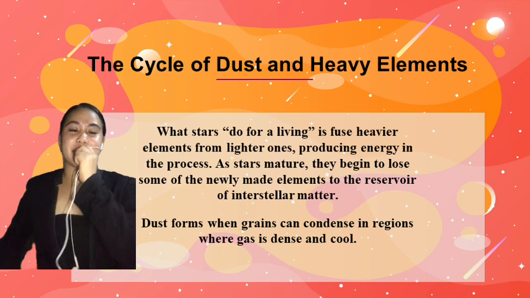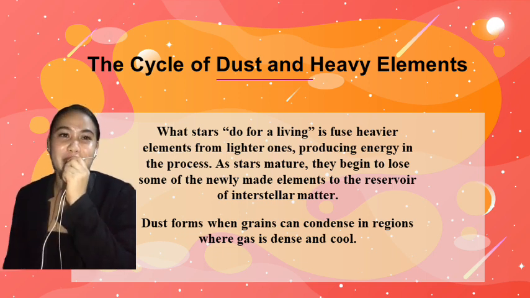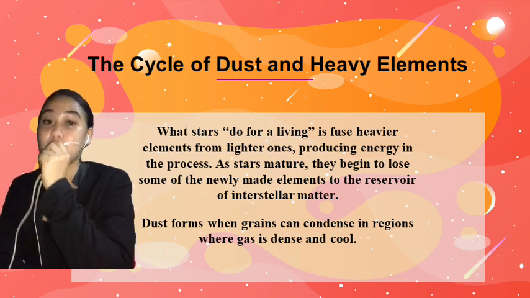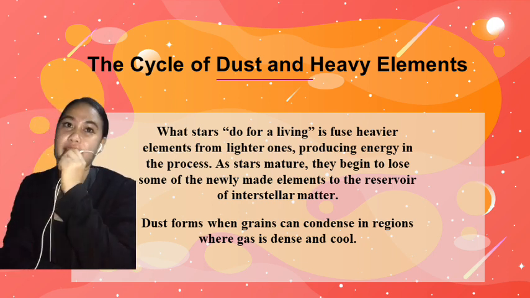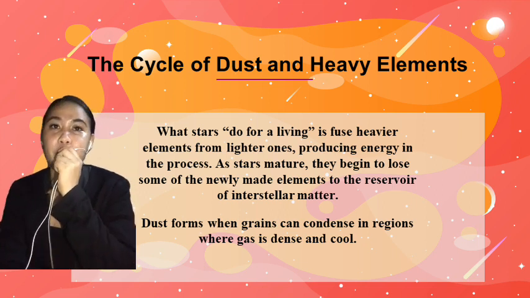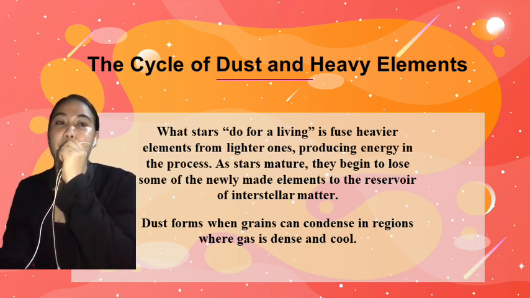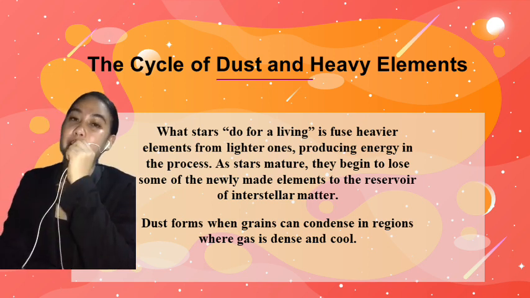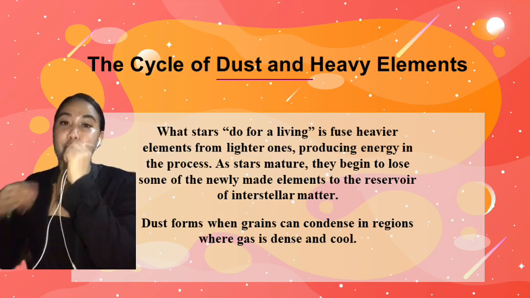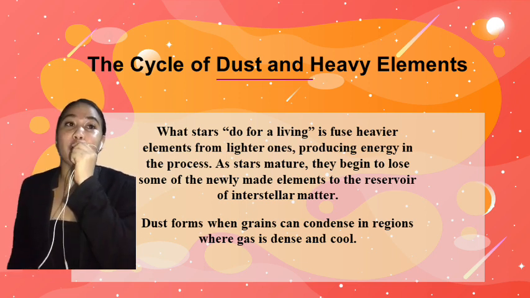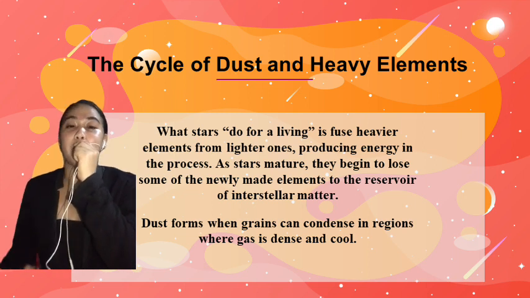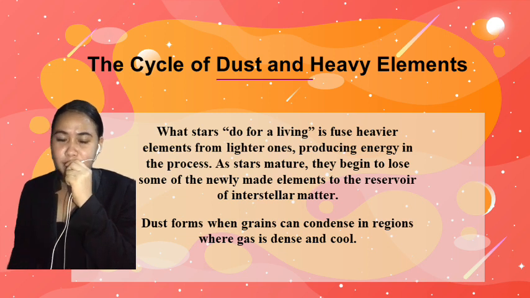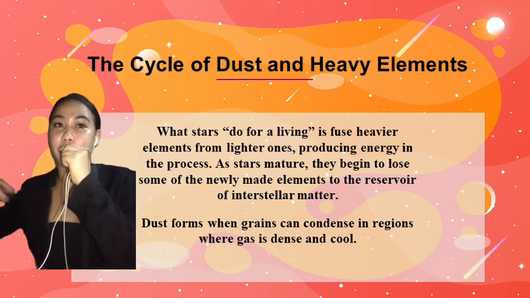Now, we will proceed to the cycle of dust and heavy elements. Here we have a question. What do stars do for a living? The answer is, they fuse heavier elements from lighter ones, producing energy in the process. Remember that as stars mature, they begin to lose some of the newly made elements to the reservoir of interstellar matter. The same is true for dust grains.